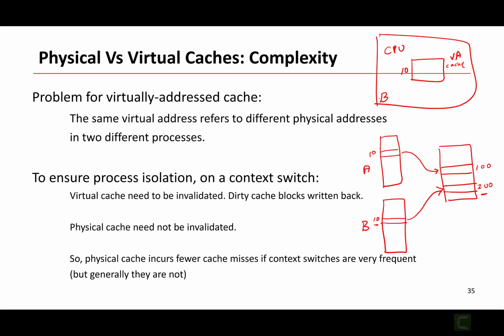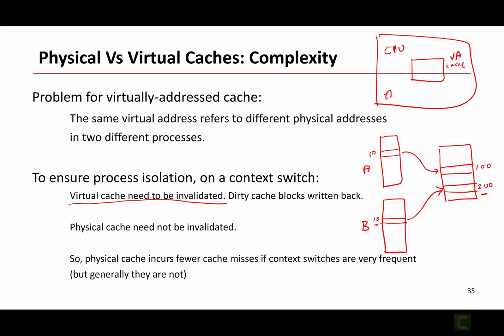Okay, so what's the solution? Well, we have to ensure process isolation. That's not a choice we have. So the only solution then is to say when A was running, it can use the cache as much as it wants, but when the operating system context switches the process out, the virtual cache needs to be invalidated. What does that mean? It means I want to go and mark all the blocks as invalid.